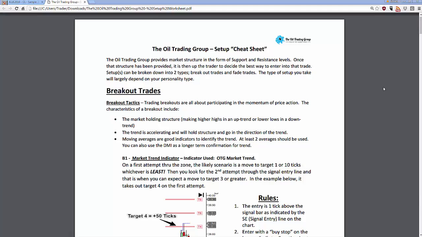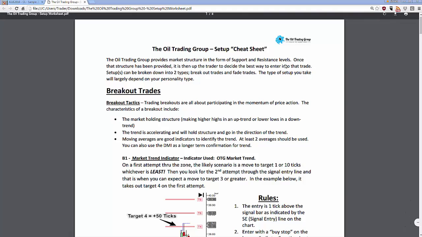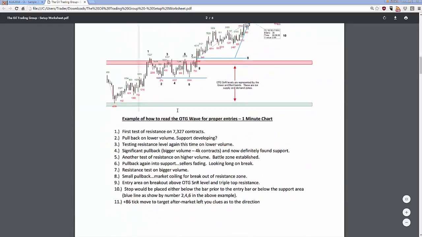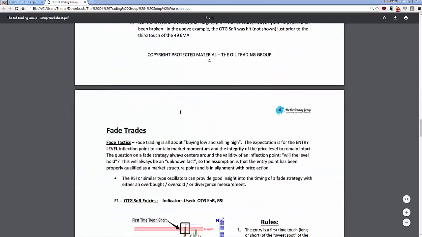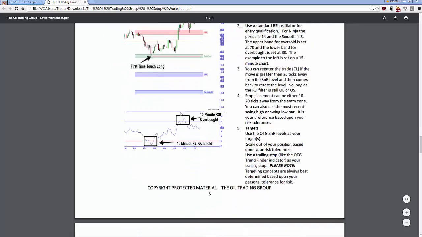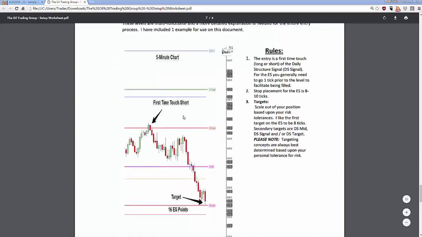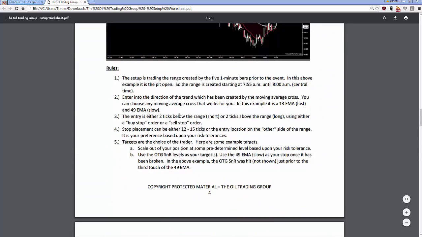Okay. So what I've done is I've taken our setups and I have moved them over to this cheat sheet, okay? And so I've broken them down into breakout trades, and there are 4 of those, okay? And I've then broken them into fade trades, and there are 3 of those, okay? So you see each one of the setups, the rules, etc. around it, okay? And so each one of the setups has chart, example, rules, etc.